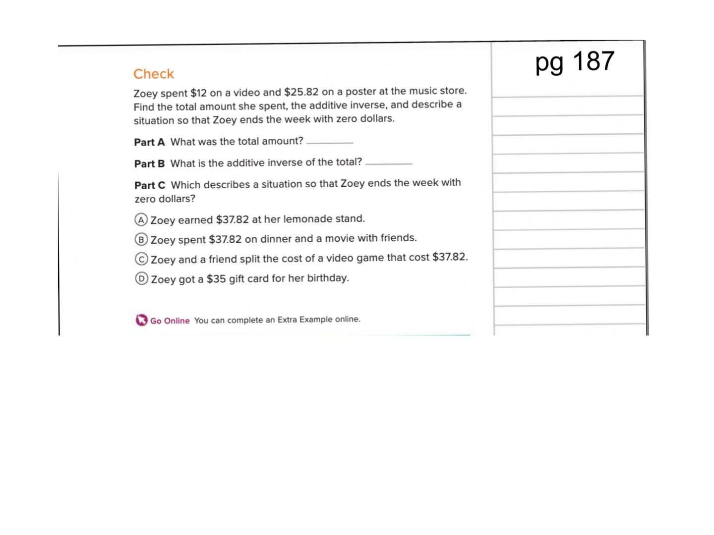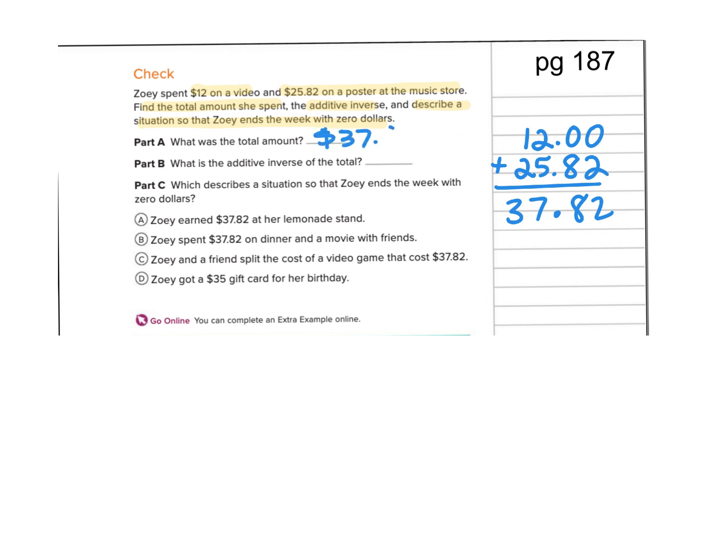So this time the question says Zoe spent $12 on a video and $25.82 on a poster at the music store. Find the total amount she spent, the additive inverse, and then describe a situation so she ends the week with $0. All right, so first you need to figure out how much did she spend? It looks like she spent $12 and $25.82. If I add those, I'm going to put my decimal here. 82 cents, 7, 37. So she spent $37.82. Now if she spent it, I'm going to say that's like a negative.